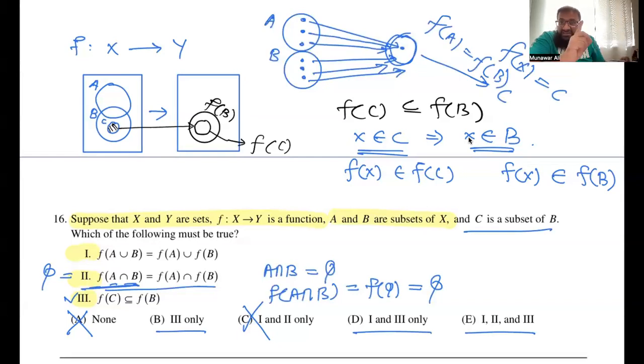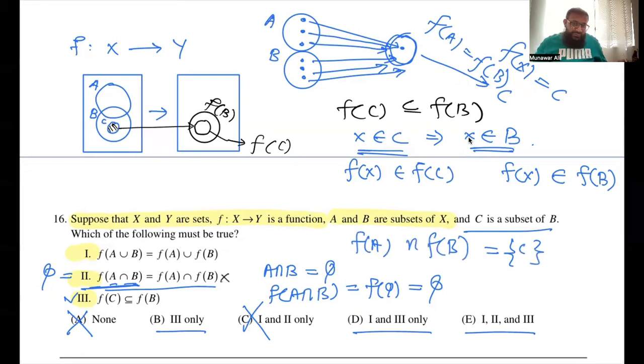So f of a and f of b both have one element that is the same. What is the intersection? Their intersection is that one element. So f of a intersection f of b is that same one element, c. So the left hand side gives phi, the right hand side gives c. So f of a intersection b is not the same as f of a intersection f of b. This is one counterexample.